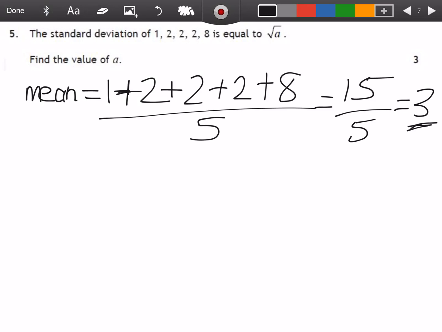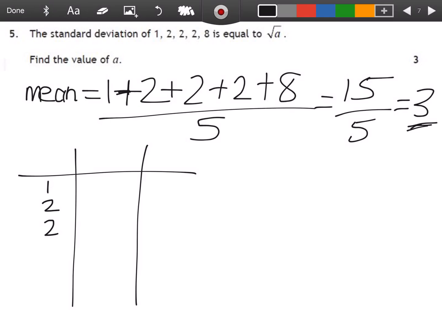Okay. Standard deviation, as I said, we set up the 3 columns. All the numbers that you have in the question are written down the left-hand side. The middle column, I call it the difference column. Remember it with the letter D. It's the difference between each value and the mean, which is 3. Right, the first number is 1. What's the difference between 1 and 3? It's 2. What's the difference between 2 and 3? 1. What's the difference between 2 and 3? 1. And a 1 again. What's the difference between 8 and 3?